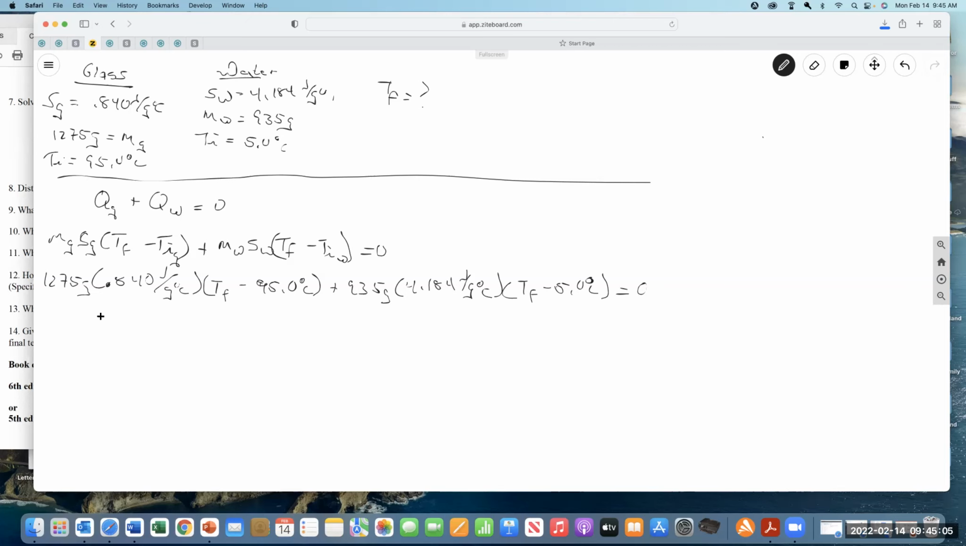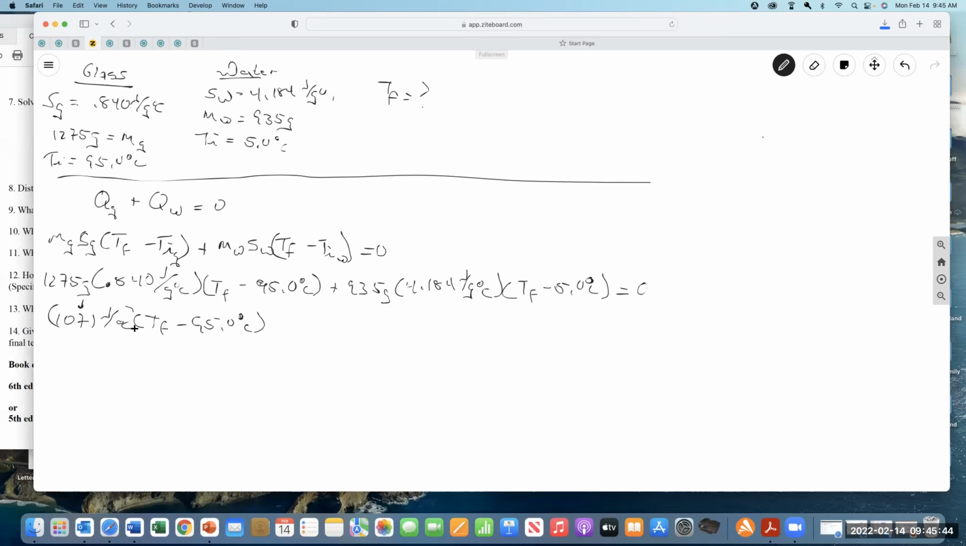All right, so now I'm going to do some math. So if you get to here, you've got the setup. And I'm going to go through the sig figs with this, which will answer that initial question as well. So now I'm going to multiply the 1275 times the 0.840. That's going to have 3 significant figures. Also, grams will cancel. I'm going to keep an extra digit and make a note to myself that the 7 is the last sig fig. This is joules per degree C times TF minus 95.